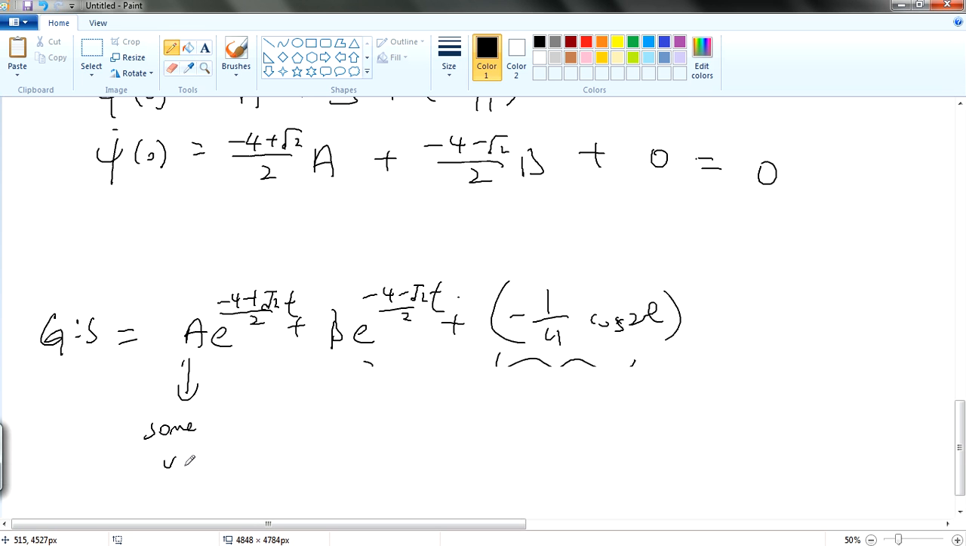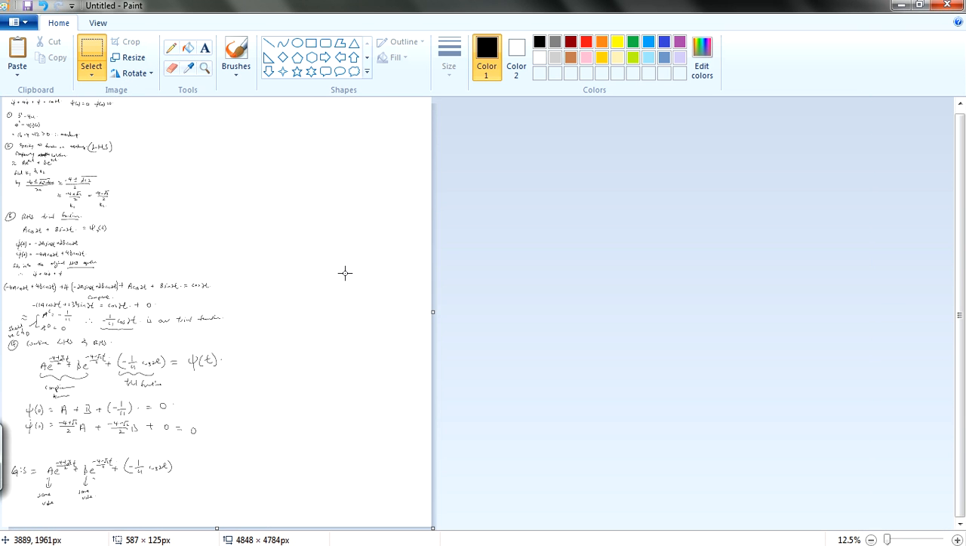Some value, and this is some value over here. So I hope it should be clear, because my handwriting is not good, but I hope that it can be very clear.